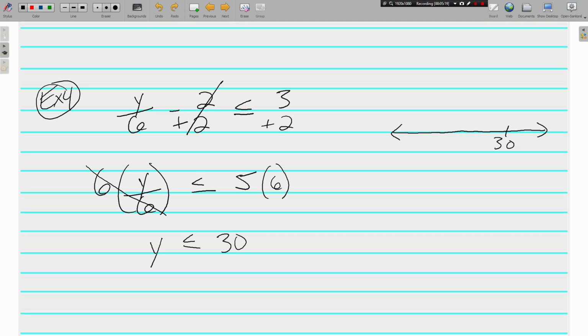30 is a positive, which means 0 is on the left. And less than or equal to gets a closed circle. Less than goes to the left. Nice. One more.